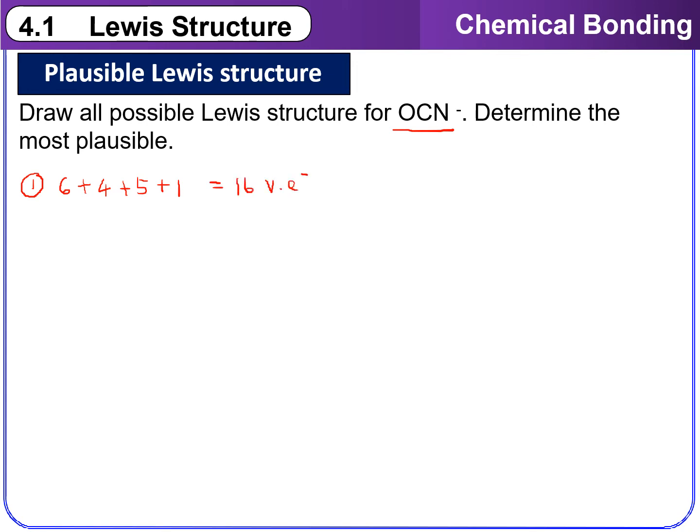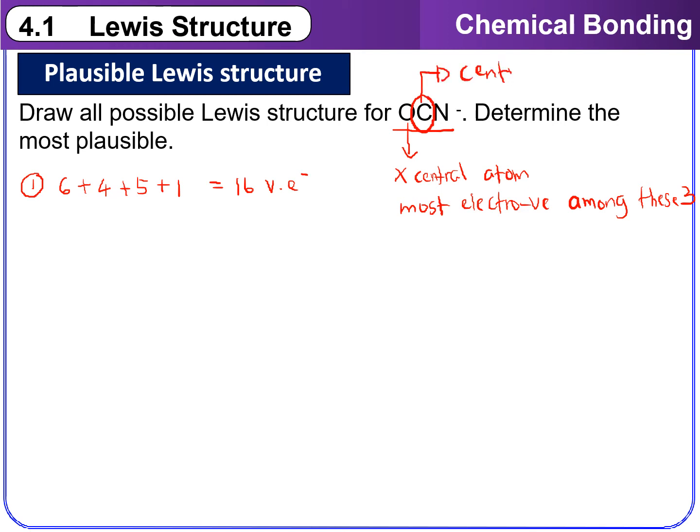Step number 2, then identify the central atom. In this case, even though oxygen is the first element in the formula, it is not the central atom, because oxygen is the most electronegative among these 3. As we already know, the central atom is always the least electronegative element. So in this case it is carbon, the central atom.